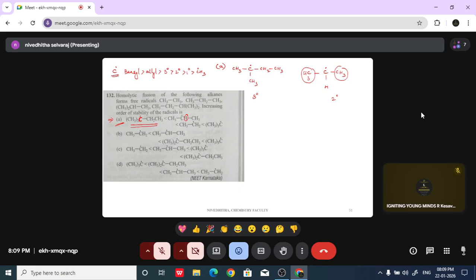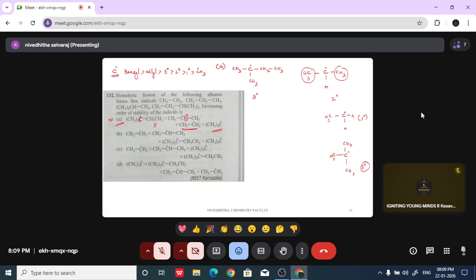Anyways, we'll understand how to write the structure. See, this is the carbon with only one electron. It is connected with two hydrogen atoms and one methyl group, and it is primary. And this one, the carbon with only one electron is connected with three methyl groups. This is tertiary again. Is the order right? No, because not stable.